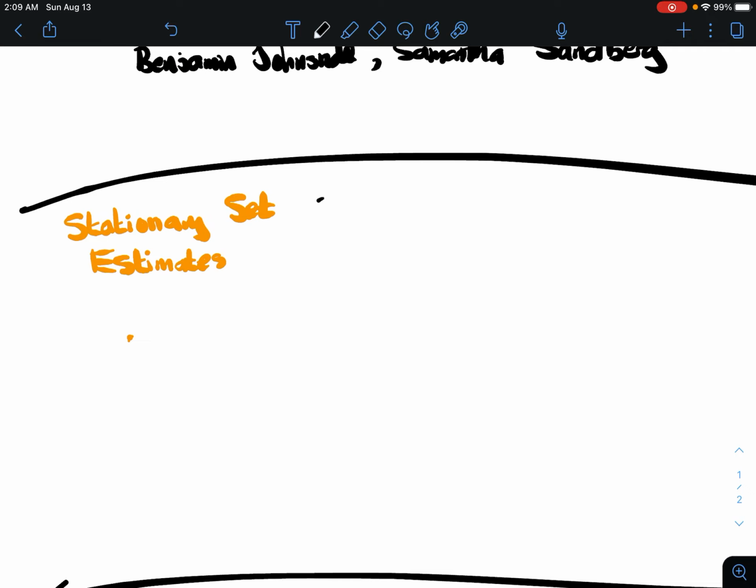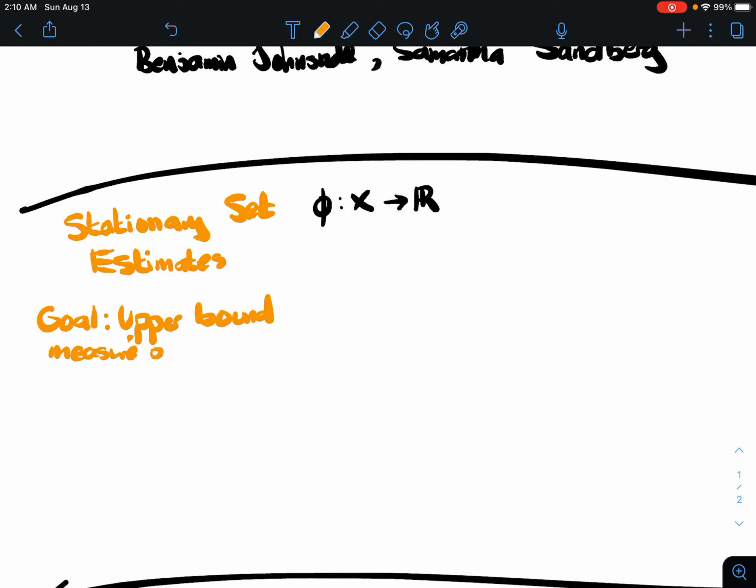In a stationary set estimate, we're given a function phi from a set x to the real line, and the goal of a stationary set estimate is to upper bound the measure of a set of points which, when plugged into this function phi, are close to some fixed quantity mu in R. We think of this function phi as being stationary near a particular number mu if this set has large measure. So that's the problem in a stationary set estimate.